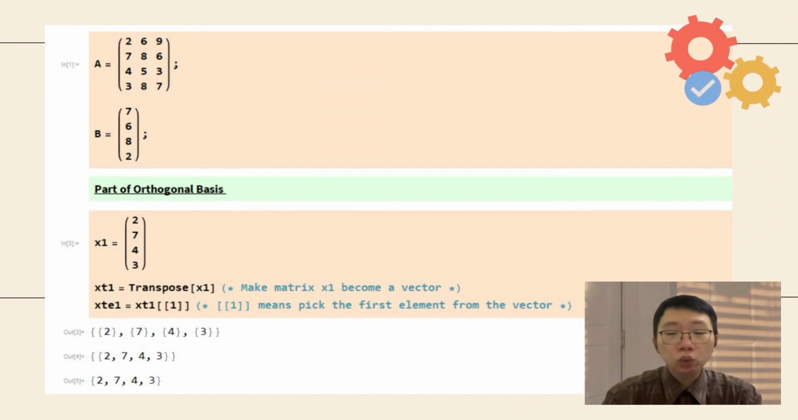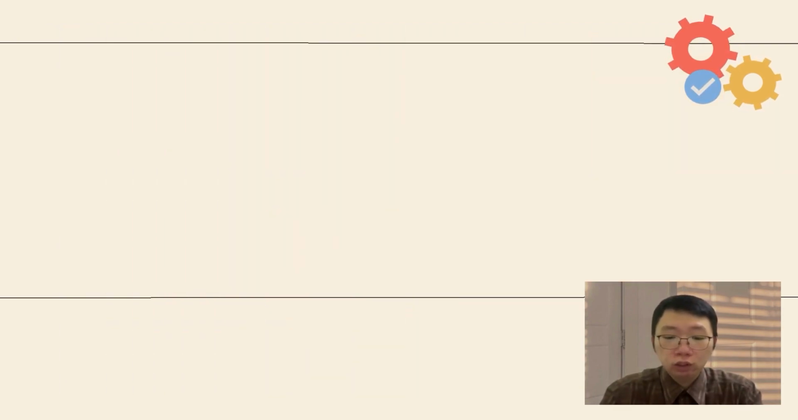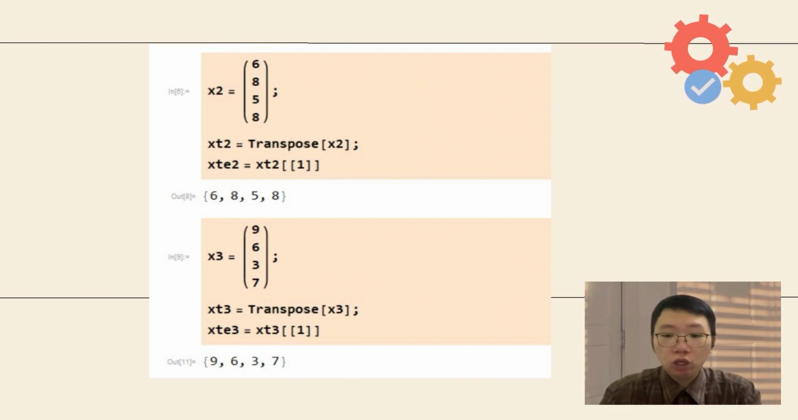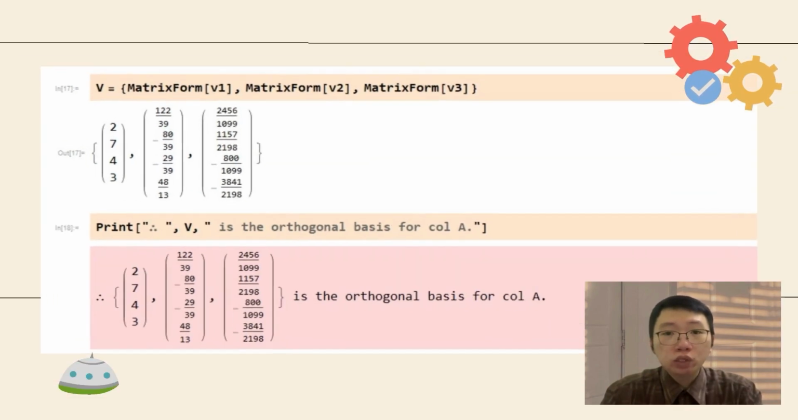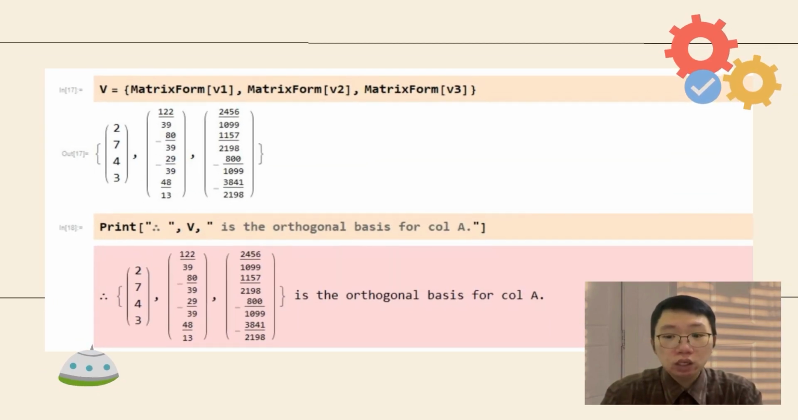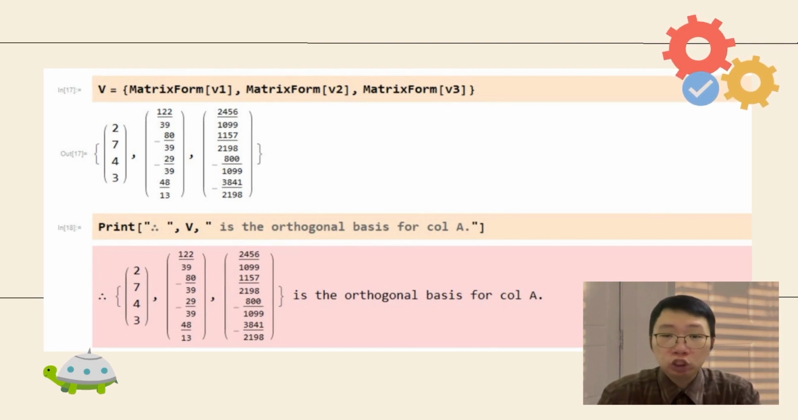So the input 1 is our question, which is matrix A and also matrix B. Then I will discuss the coding of the orthogonal basis. We let x1 as [2, 7, 4, 3], then transpose the x1 matrix to become xt1, and continue with xte1, which will pick the first element from the vector. The output is shown in outputs 3, 4, and 5. Similar code will be used for x2 and x3. Then we calculate v1, v2, and v3 by using the formula in terms of coding. We set capital V as our orthogonal basis, and the solution is shown in the pink region.